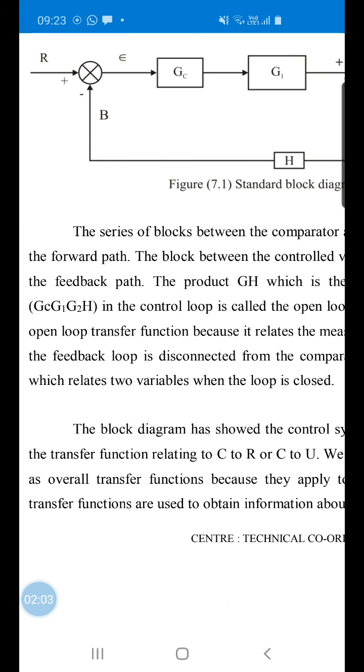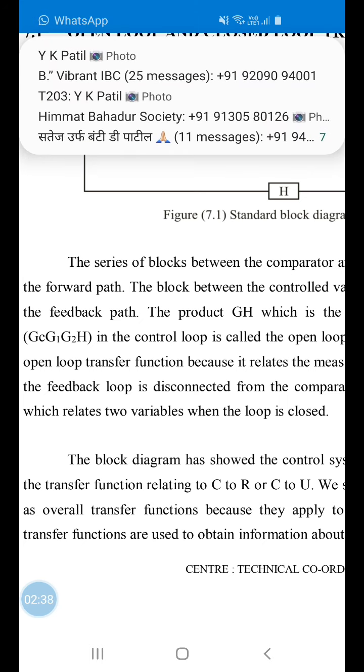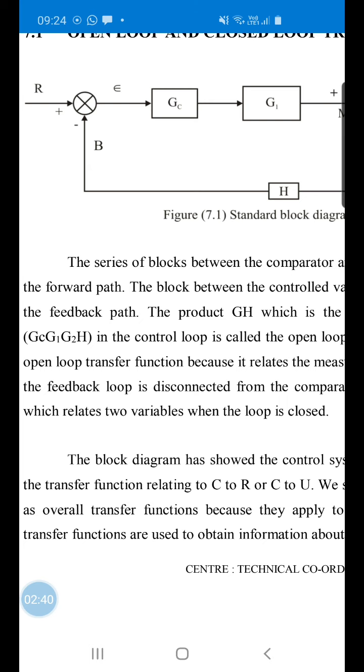We call G into H the open loop transfer function because it relates the measured variable B to the set point R if the feedback loop is disconnected at the comparator. When the loop is closed, that is, when B is connected to the comparator, it is called the closed loop transfer function.